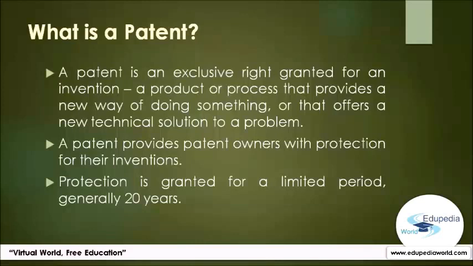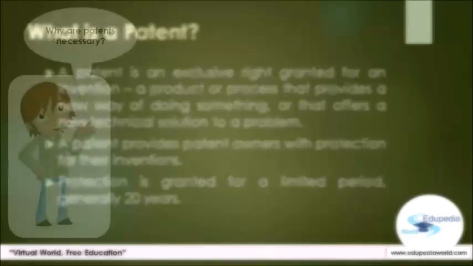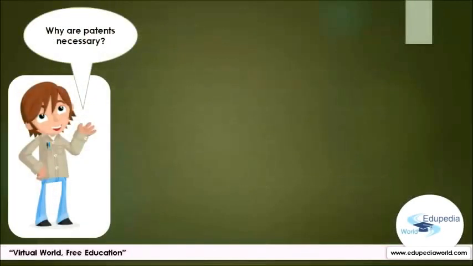So what is a patent? A patent is an exclusive right granted for an innovation, a product or process that provides a new way of doing something, or that offers a new technical solution to a problem. A patent provides patent owners with protection for their inventions. Protection is granted for a limited period, generally 20 years. So now I'm going to answer a few frequently asked questions.